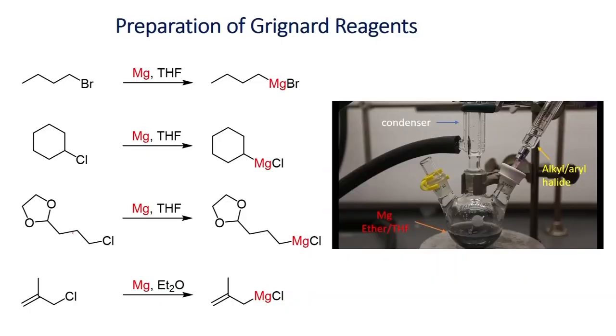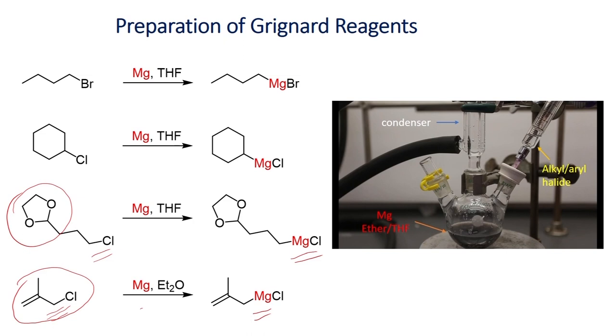The next example involves the reaction of alkyl chloride with magnesium, where you can see the presence of an acetal functional group, which is stable in basic conditions. You can readily react this alkyl chloride without affecting the acetal functional group to give this alkyl magnesium chloride. Similarly, you can also react this allyl chloride with the magnesium to give this allyl magnesium chloride. If you look at all these halides, the allyl chloride shows greater reactivity compared to that simple alkyl chloride.